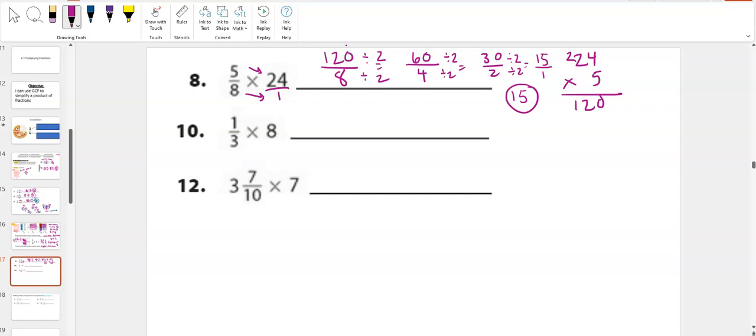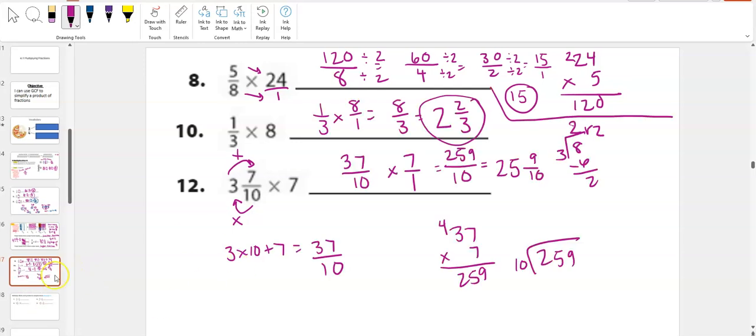Okay. All right, pause for a second and do these other ones. Remember, when you have this mixed number, though, that you need to turn it improper first. You need to multiply your denominator times your whole number and add that remainder on top. So take a pause, try these 2 problems on your own, and then come back and see how you did.